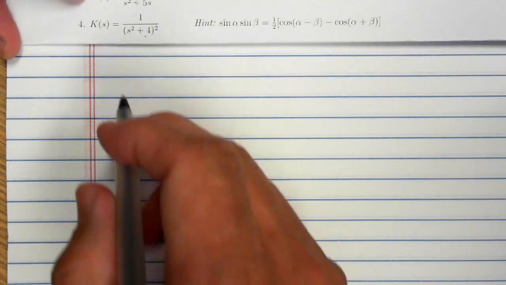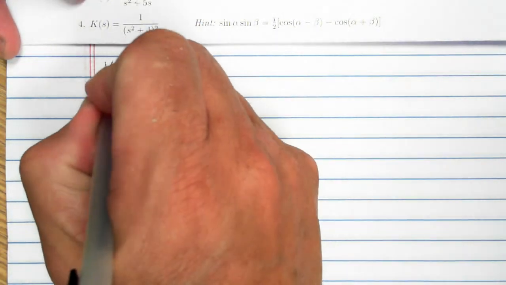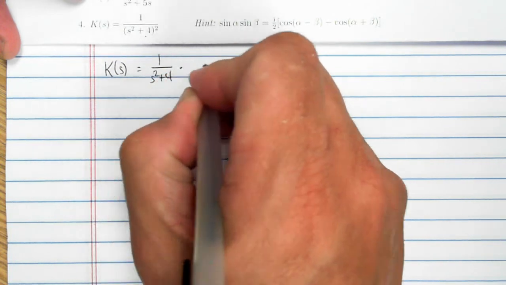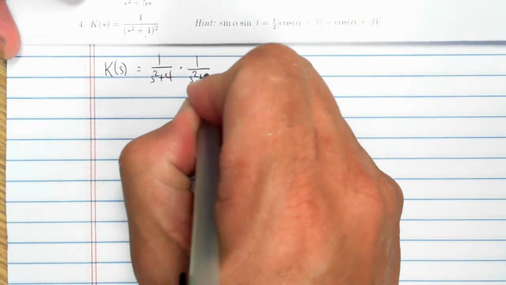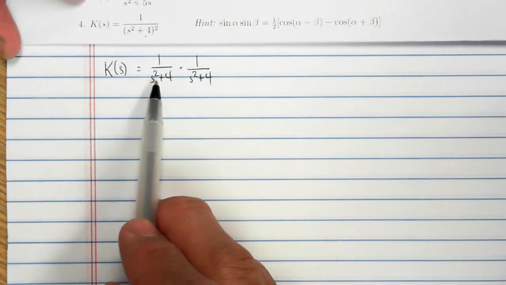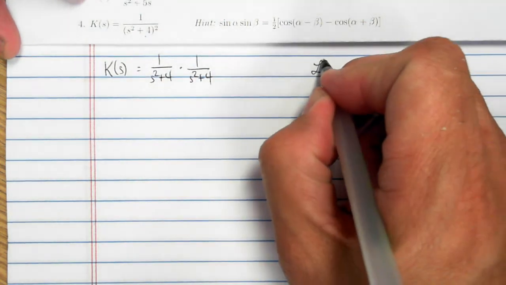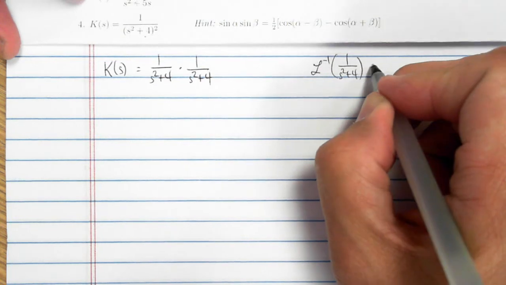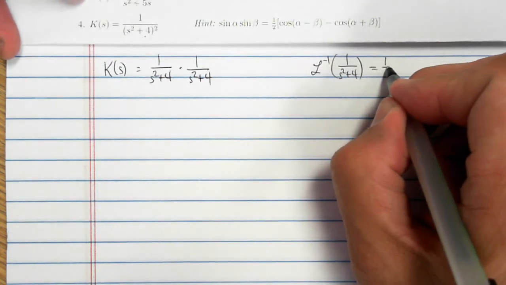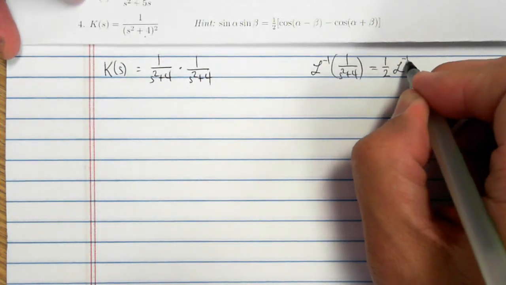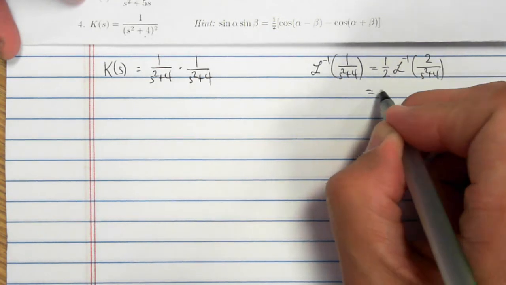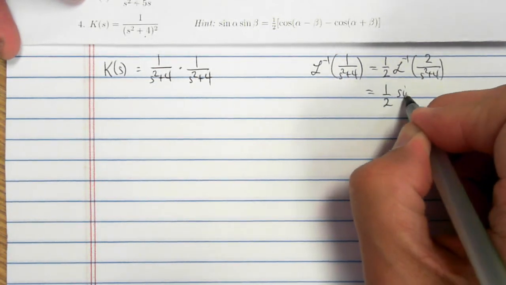So the way that we're going to find the inverse transform is to write it like this. K of s is equal to 1 over s squared plus 4 times 1 over s squared plus 4. Now the inverse Laplace transform of 1 over s squared plus 4 is equal to 1/2 times the inverse Laplace transform of 2 over s squared plus 4. So that's 1/2 sine 2t.